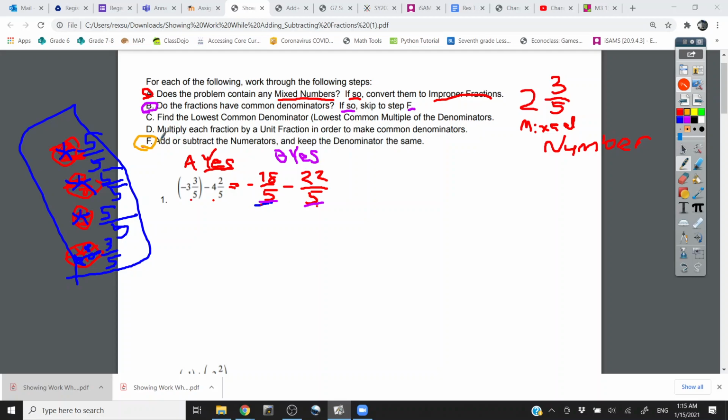Great. E says add or subtract the numerators and keep the denominator the same. Here's what I mean. The denominator stays the same. That's a 5. We're going to add or subtract these numerators going across the top here. So what do we have there? I have -18 minus 22. So -18 minus 22 is -40/5. And great, I can reduce that. -40 divided by 5 is -8. Done. That's that problem.